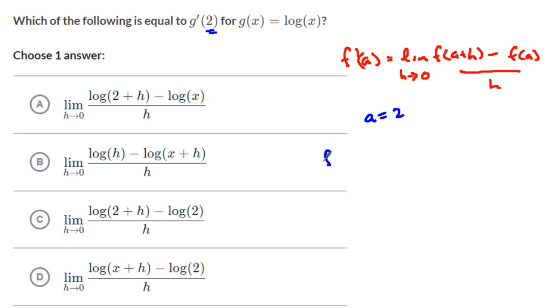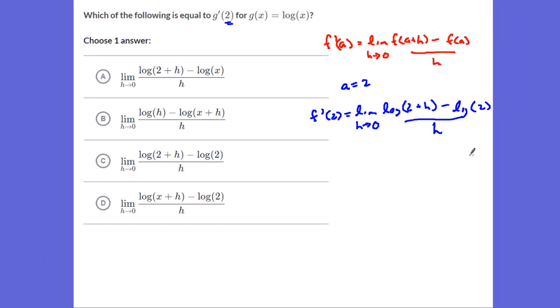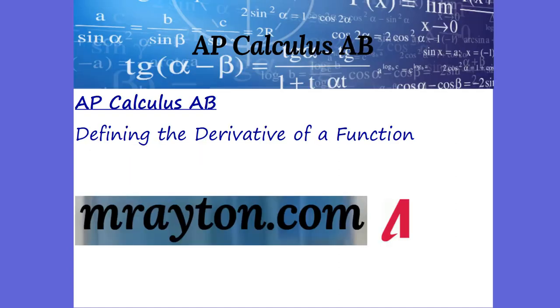So if I was to do f prime of 2, or g prime of 2, limit as h approaches 0. So what's my function? My function is log of x. What am I going to put in for my x? My a plus h is 2 plus h. Minus log of, what's my a value? Log of 2 all over h, which you can see is letter C right there. That matches up perfectly with the derivative concept. And so you can find the derivative using the formal definition of the derivative of a function.